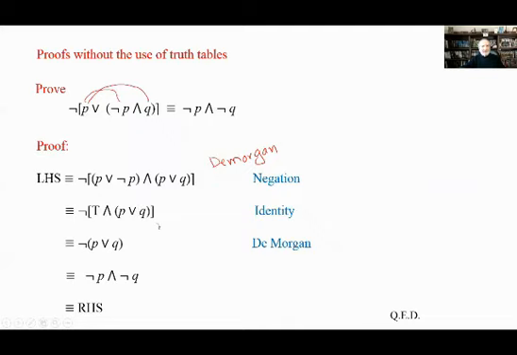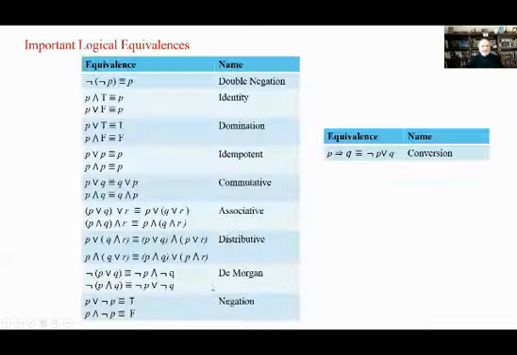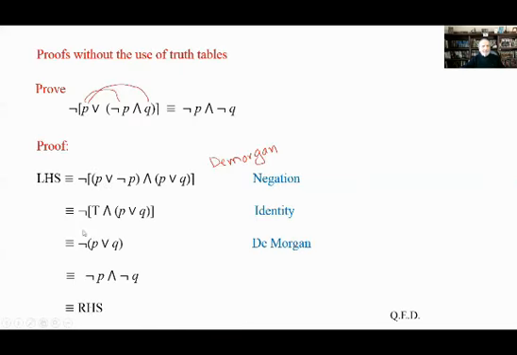Now true and something is something. Is that something? True and P is P. That's called identity. So true and all of this is all of this. Now we're going to apply the DeMorgan's law a second time, not P and not Q, which is the right-hand side.